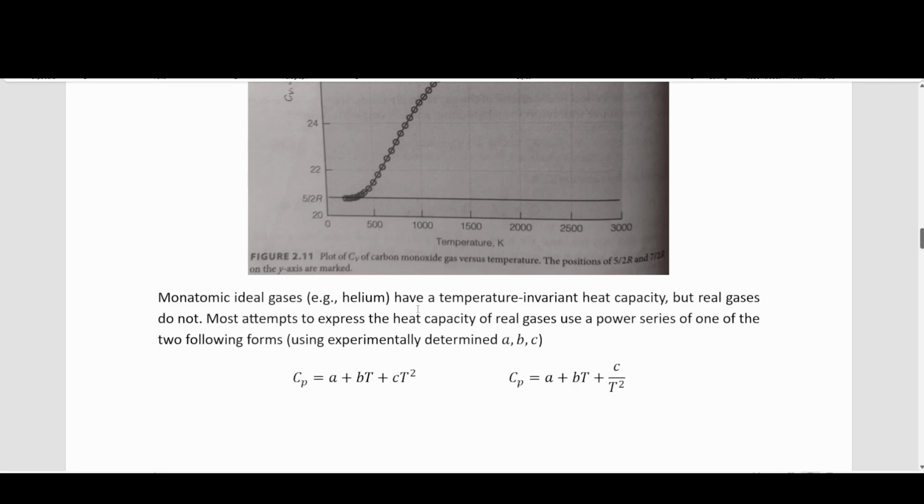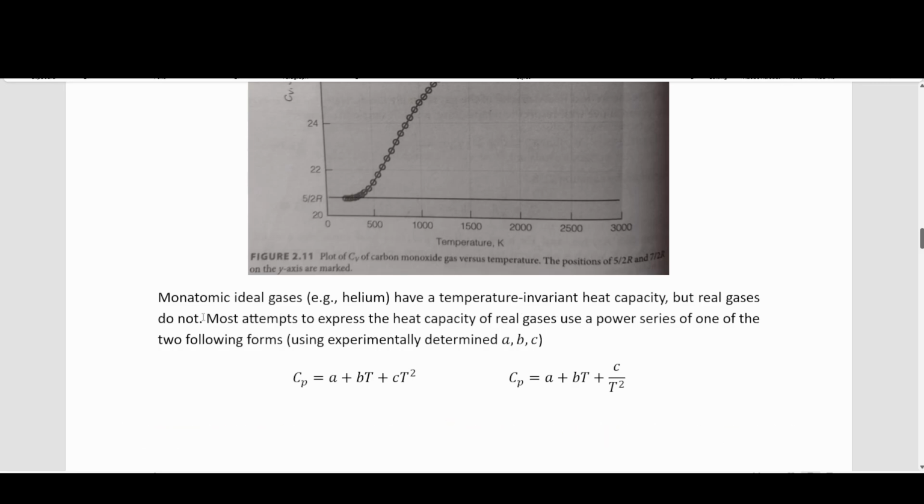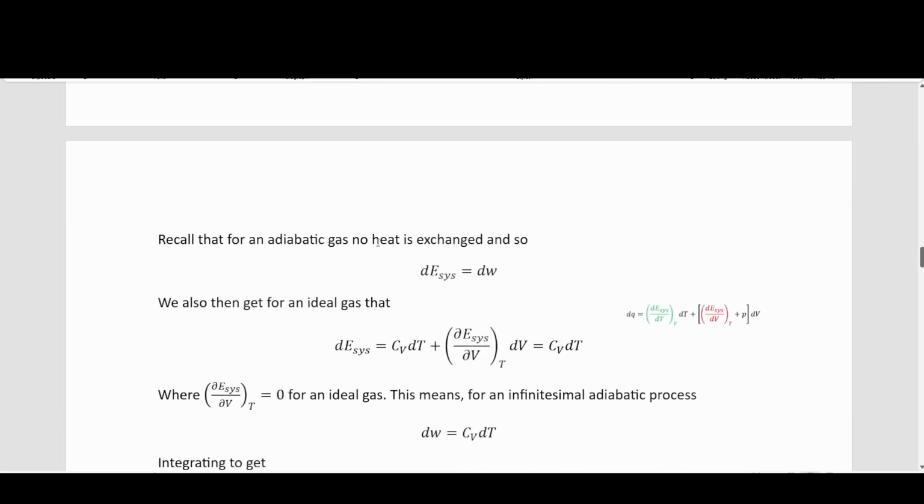Monatomic ideal gases such as helium have a temperature invariant heat capacity, but real gases do not. Most attempts to do this look like this, where we end up having these power series. We're not going to go through any of those right now, but this is the approach, where we have to fit these A, B, and C using real-world data. Recall that for an adiabatic gas, no heat is exchanged, so the change in internal energy is just equal to the work.